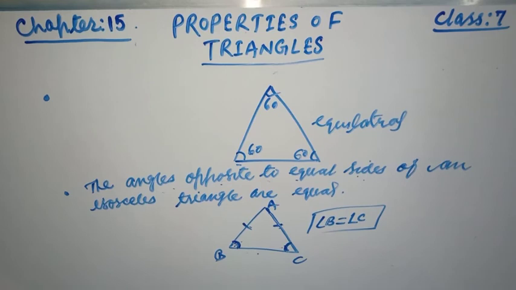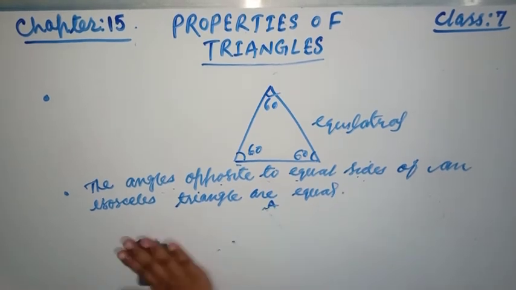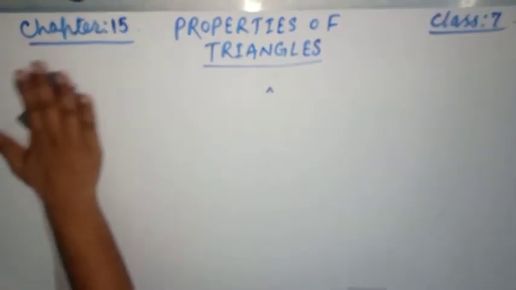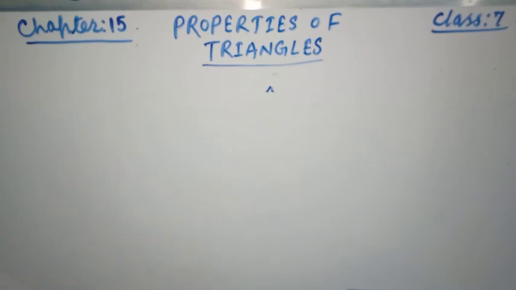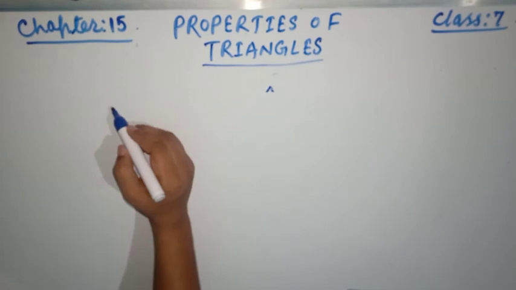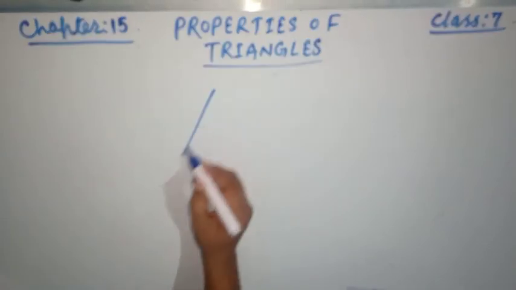Now friends, the next point is: a scalene triangle has no two equal sides. Means friends, a scalene triangle has no two equal sides.